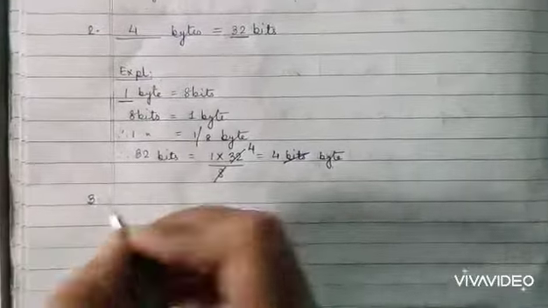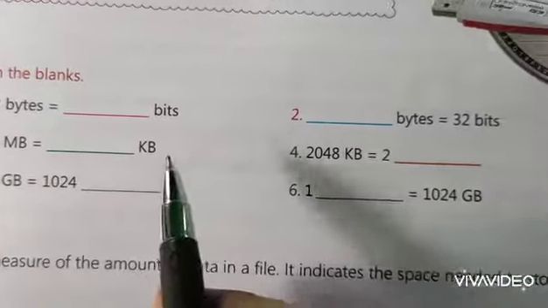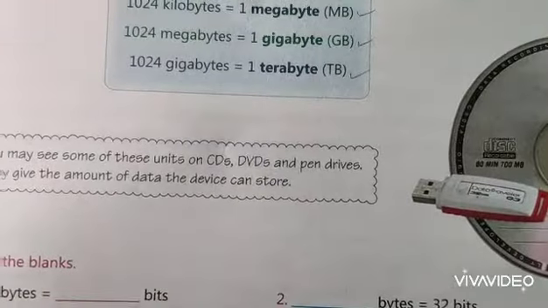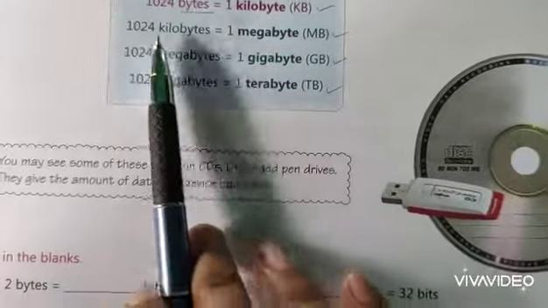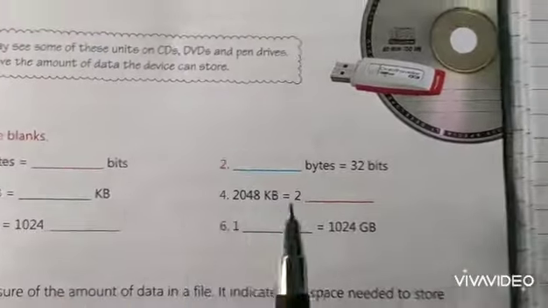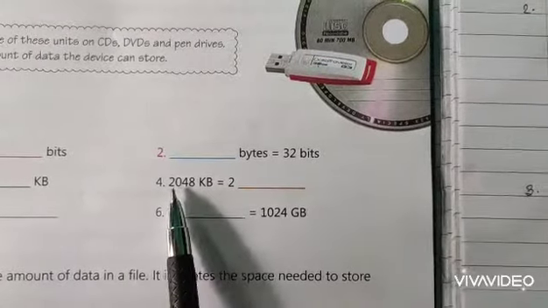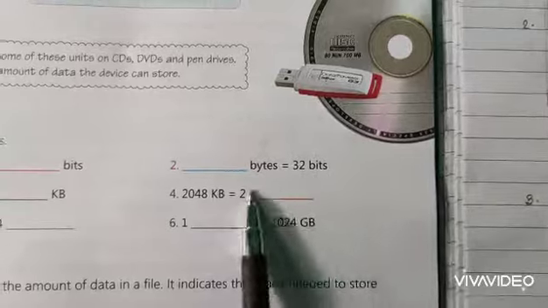Now that third, 1 MB is equal to dash KB. It's very simple. 1 MB. So find out where is MB. 1 MB is equal to 1024 KB. So write here. Then number 4, 2048 KB is equal to 2 dash.